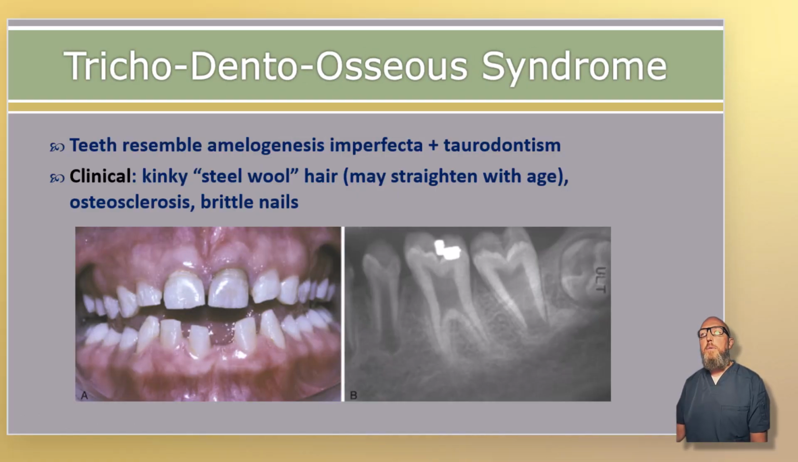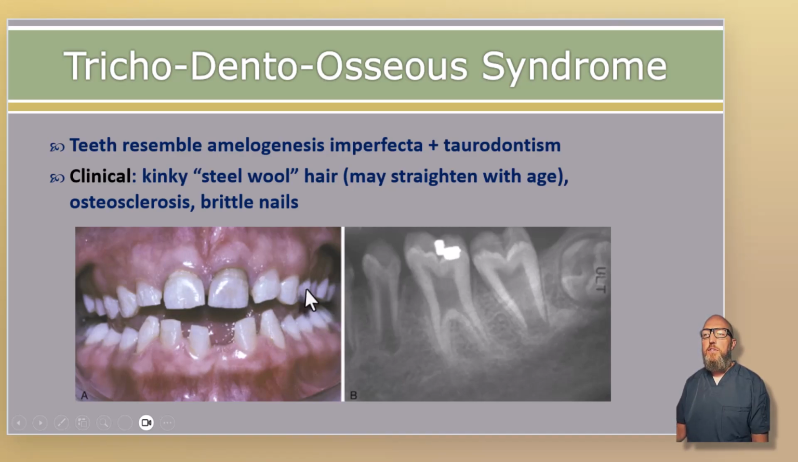And then this is a pretty rare syndrome. Some people argue it's the same disease process as AI. And by the way, when I say AI, I mean Amelogenesis imperfecta. And so this is a syndrome where teeth resemble Amelogenesis imperfecta, as you can see with relatively thin enamel here.